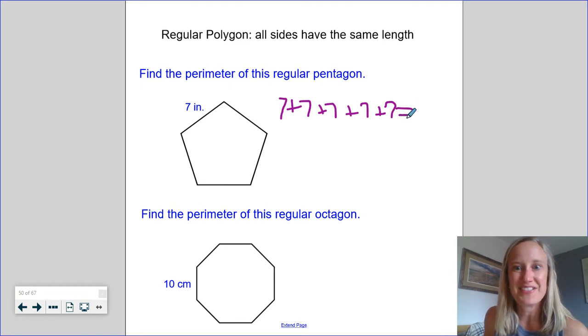Please excuse my messy 7s there. 1, 2, 3, 4, 5. Yes, I have 5 7s. What is 7 plus 7 plus 7 plus 7 plus 7?